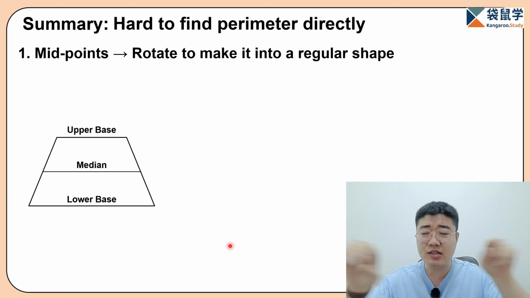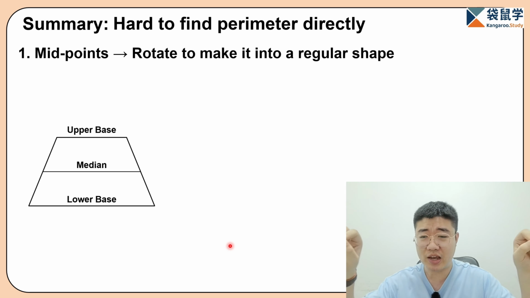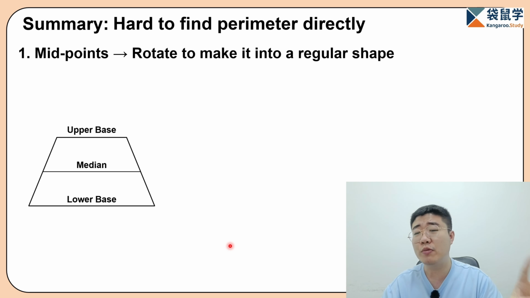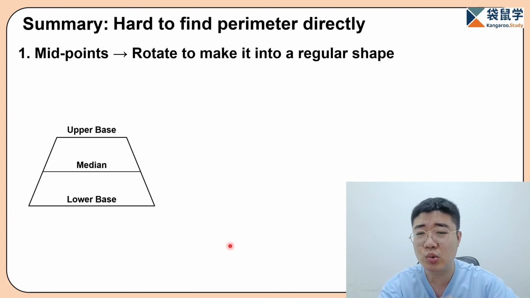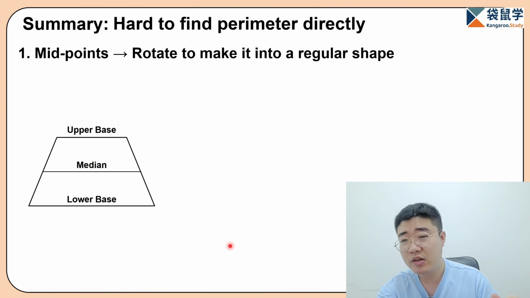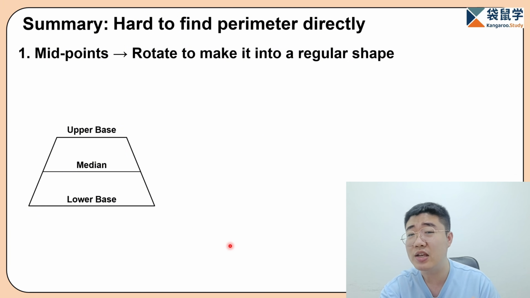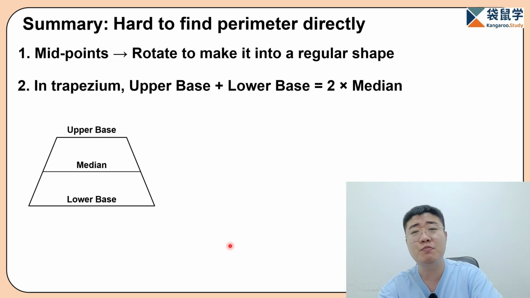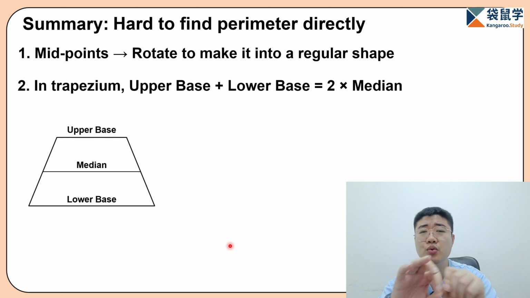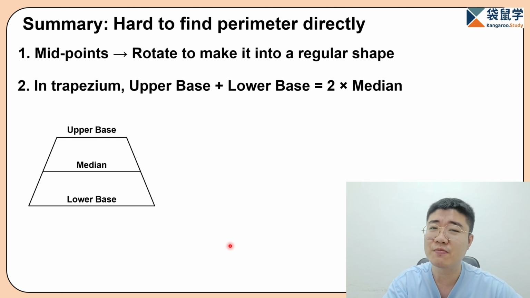Then the upper base and lower base are placed together, and the middle part will be 2 times the median. Since it's a parallelogram, these two lines are equal to each other. So the other conclusion we get is that in a trapezium, the upper base plus the lower base will equal 2 times the median here.